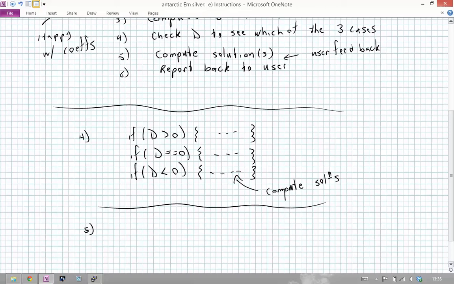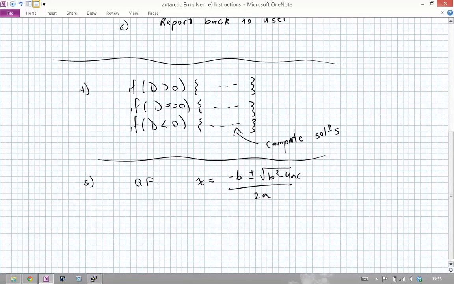Once you have D, computing the solution, remember what the general quadratic formula says. The quadratic formula says that x is equal to negative b plus or minus the square root of b squared minus 4ac, divided by 2a. In terms of the discriminant d, this is actually negative b plus or minus the square root of d over 2a. Right? Now, you've already computed d, so there's no reason to do b squared minus 4ac again. Just use the d that you already have in the correct context.